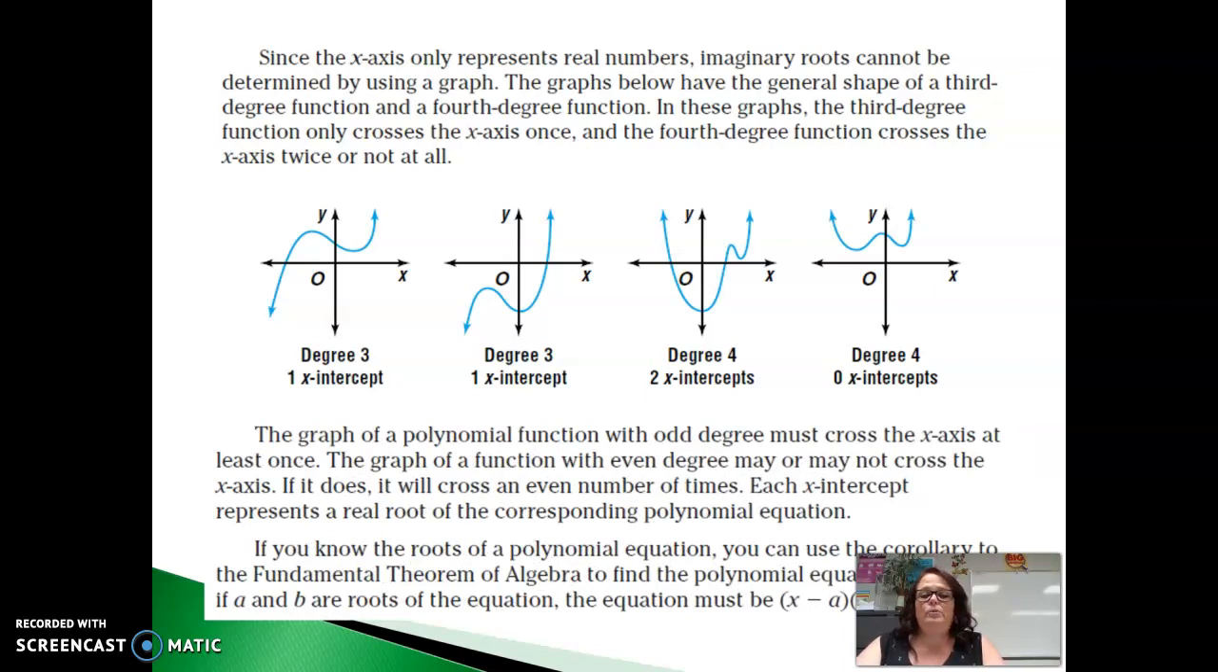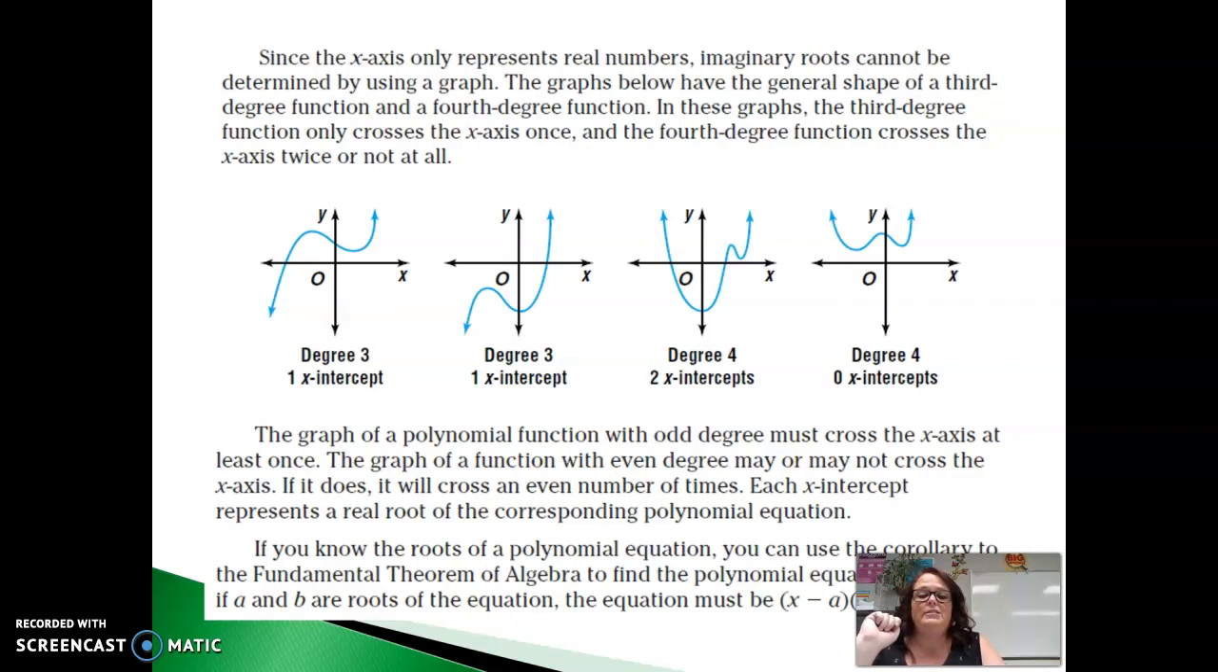So the graph of a polynomial function with an odd degree must cross the x-axis at least one time because the end behavior for odd looks like this, and there are no absolute maxes or absolute mins. So the graph of the function with an even degree may or may not cross the x-axis. And so this is where the error occurs. It says if it does, it'll cross an even number of times. But remember, you might have a double square.